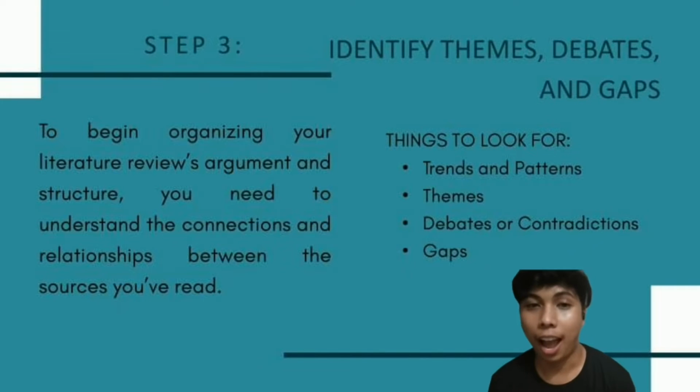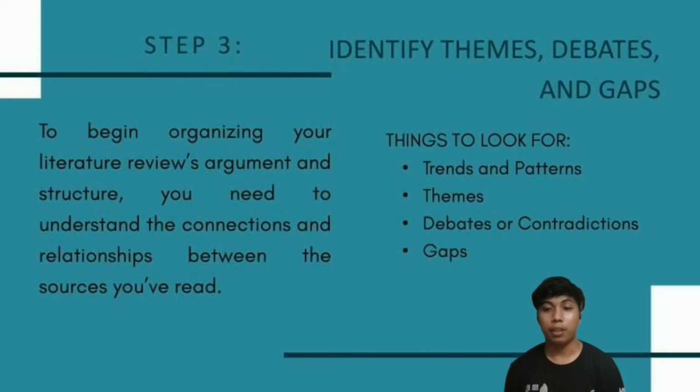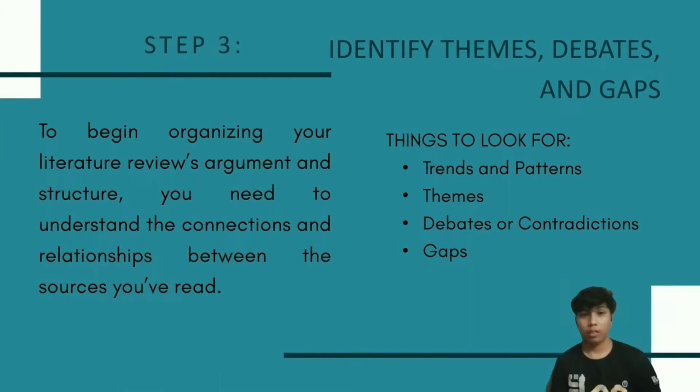Step 3. Identify themes, debates, and gaps. To begin organizing your literature review's argument and structure, you need to understand the connections and relationships between the sources you've read. Things to look for: trends and patterns, themes, debates and contradictions, and gaps.